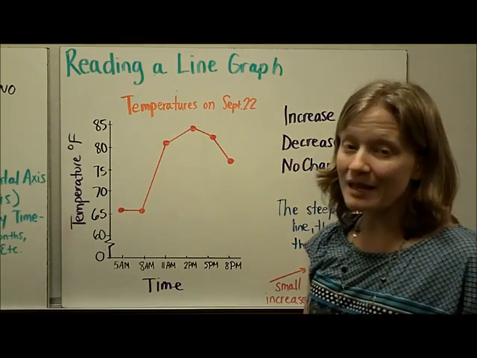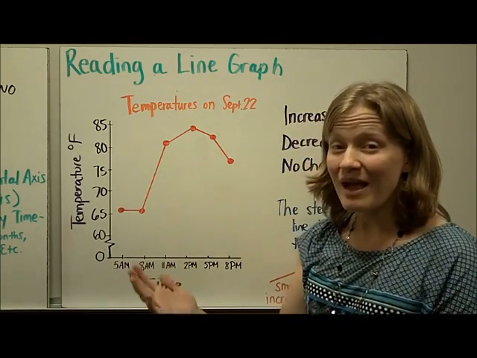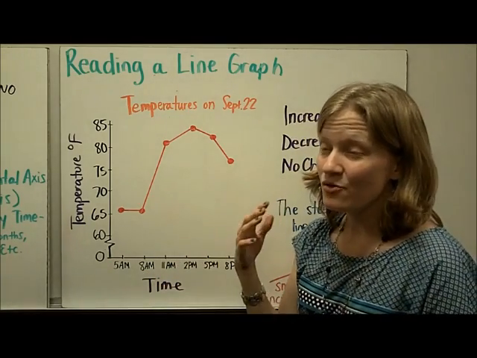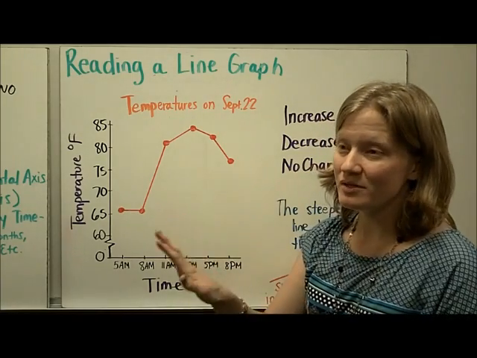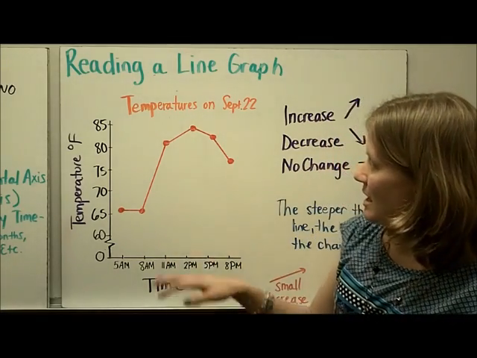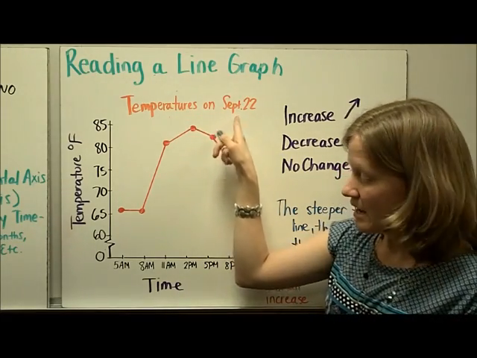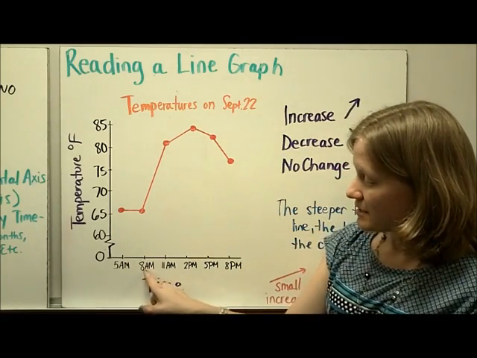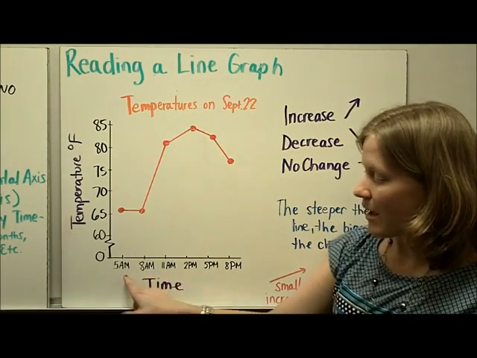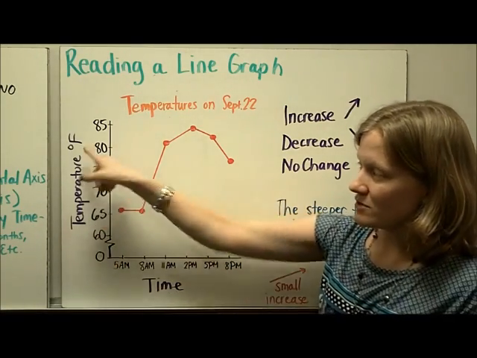When we read a line graph, it's important to know what the line is telling us. We can get quick information from noticing the direction that the line is going. This graph is showing the temperatures on a particular day, and you can see that the temperature was measured every 3 hours and recorded in degrees Fahrenheit.